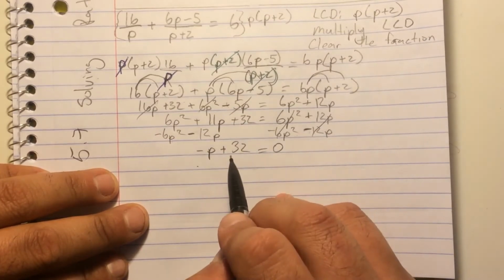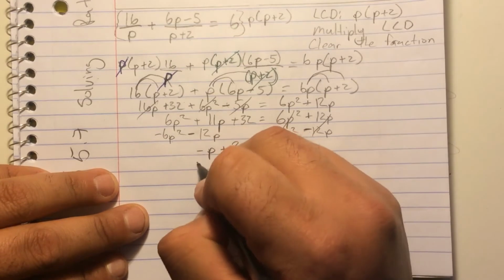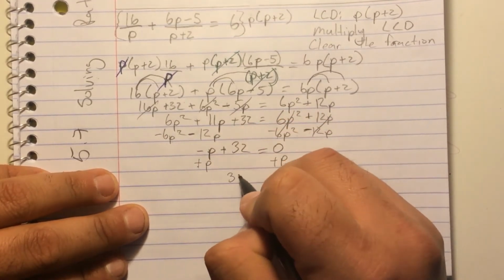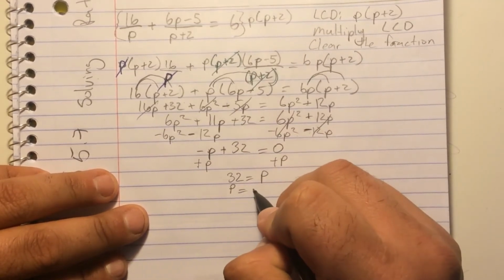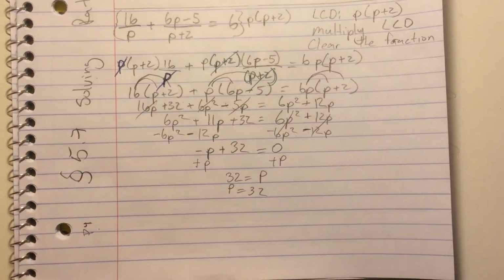Alright, so I don't want to subtract the 32 over there because then we'll still have a negative p. So what I'm going to do is add p to both sides. And I get that 32 is equal to p. And I can use the equality saying that p is equal to 32. Alright, so this is our answer there.